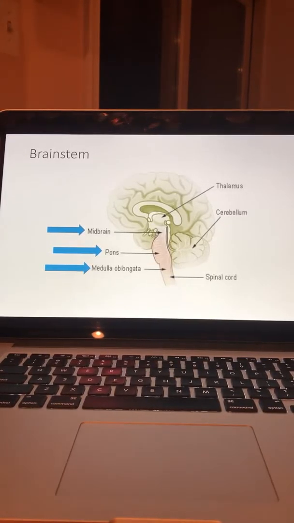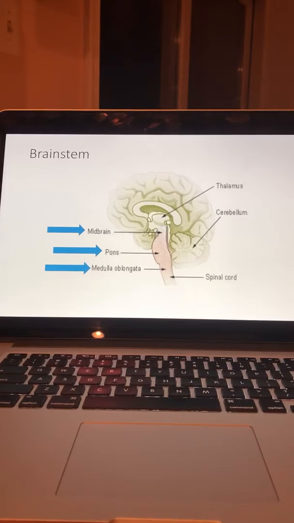Hey there, my presentation's on the brainstem and respiration. Respiration of the human body is controlled by the brainstem. The three parts, the midbrain, the pons, and the medulla oblongata, all have different roles in the controlling of the respiration.